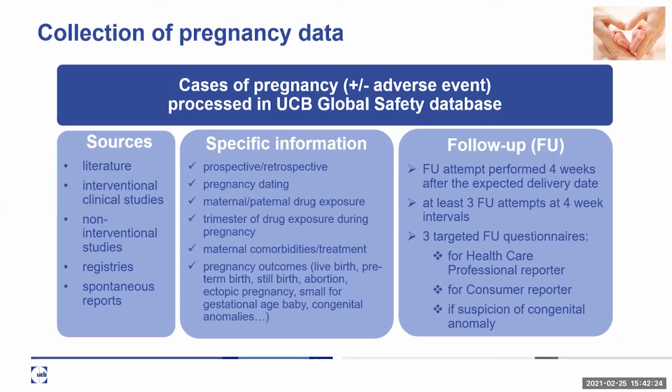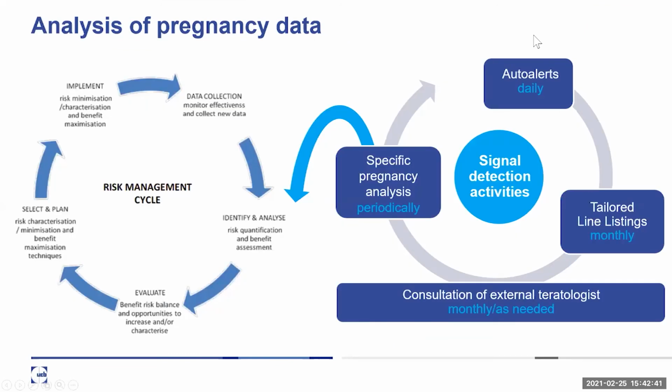We try to make at least 3 follow-up attempts with a 1 month interval to really try to obtain the pregnancy outcome or any additional information that can be used in our analysis. On the next slide, you have the way we are analyzing those data.